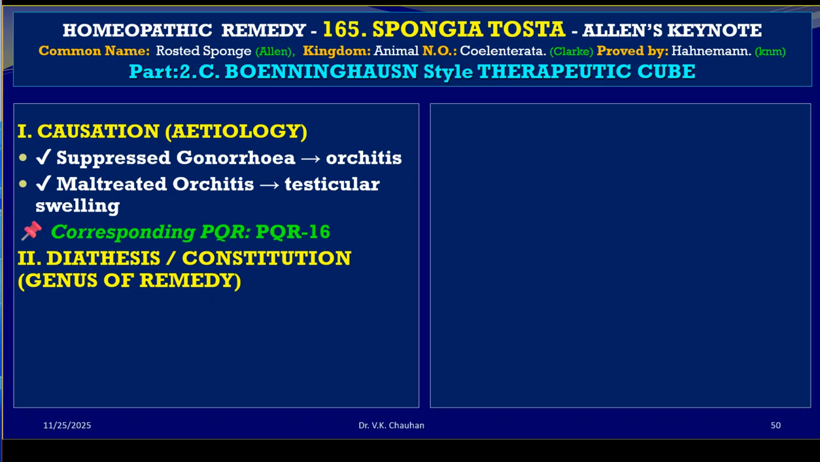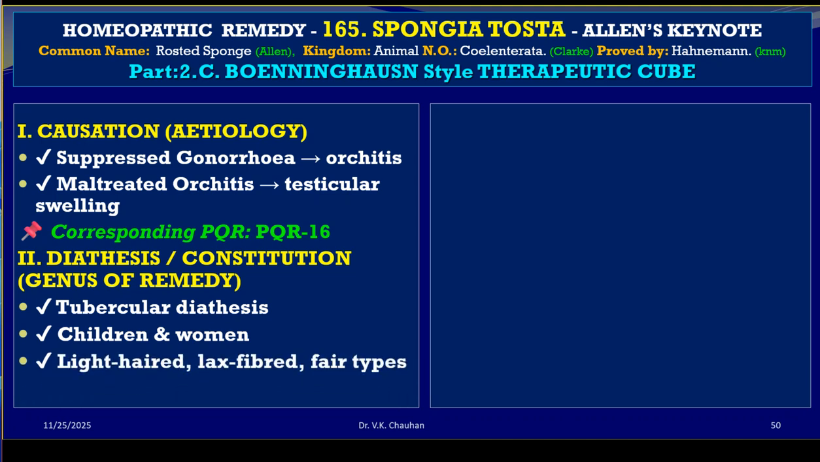Second is the diathesis. Constitution genus of the remedy is tubercular diathesis. Children and women are the natural clients of this particular remedy, or they are predisposed to have the Spongia problems. They are light-haired, lax-fibered, and fair types. And this information comes from PQR 2 and 1.